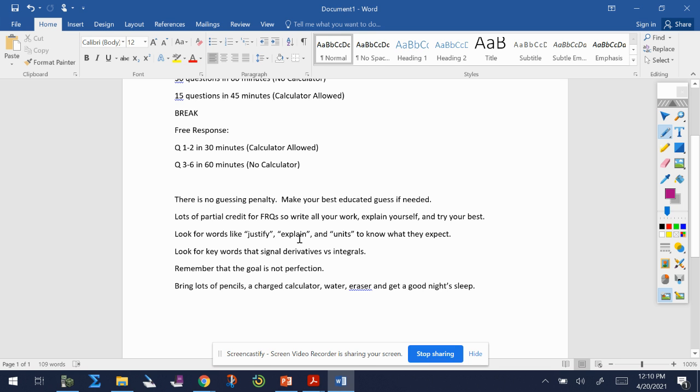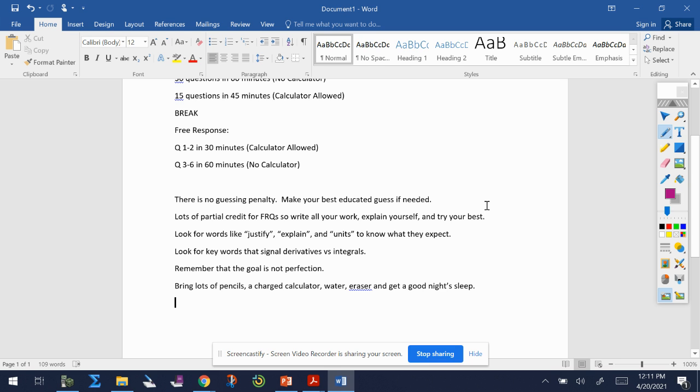Same with the word explain. Make sure you're explaining. It can be words, it can be symbols. You don't have to use proper grammar, proper spelling, or sentence structure. You just have to make sure your work is clear, legible, and explains what you're doing. If it asks you for units, you're not really converting units, you're just working with the units that are there. But that gives you an idea of what they expect.